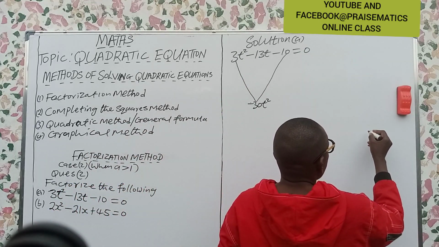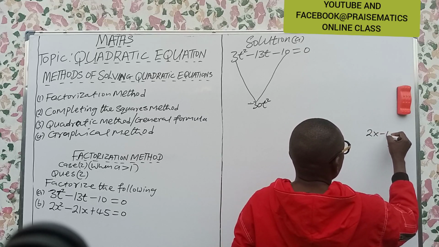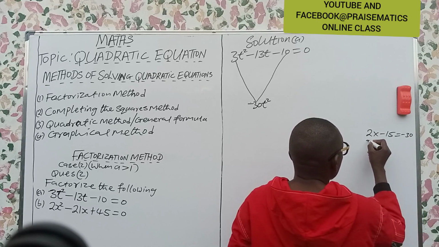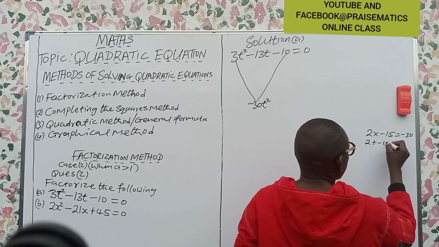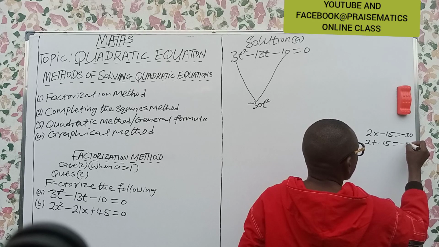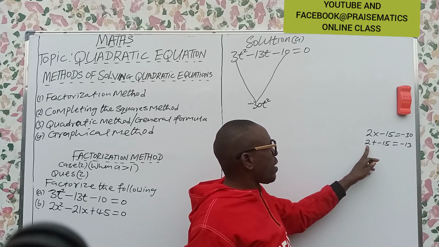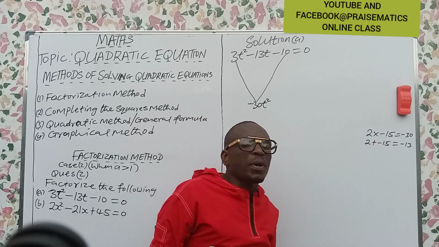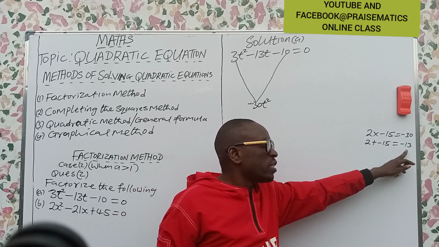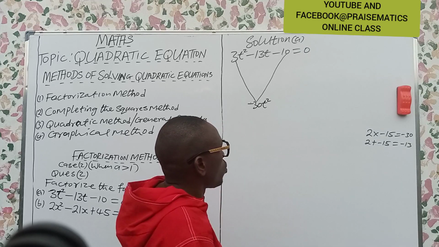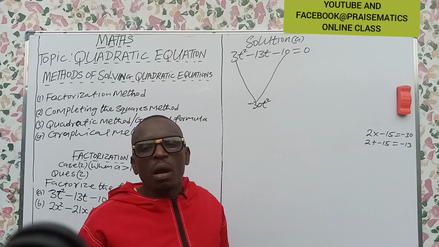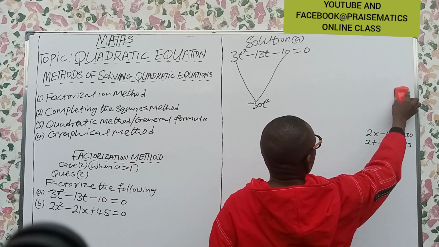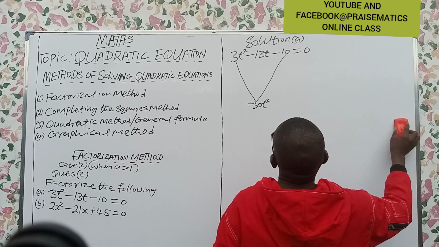Let's look at 2 times minus 15, which will give us minus 30. 2 plus minus 15 will give us minus 13. You have 2 naira and you owe somebody 15 naira. When you pay that person, you still owe the same person 13 naira. So 2 and minus 15 are the factors of 30.